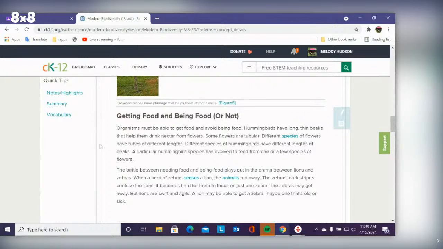I'm going to throw something in here that's not in here. Think about the giraffe. Why did they evolve to have these long necks?